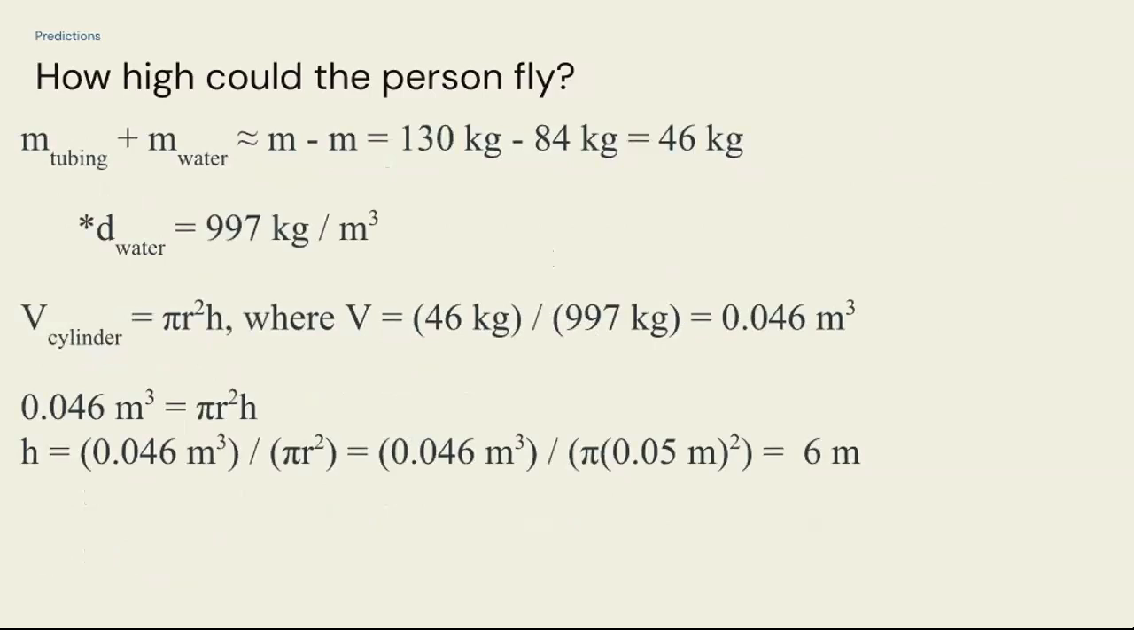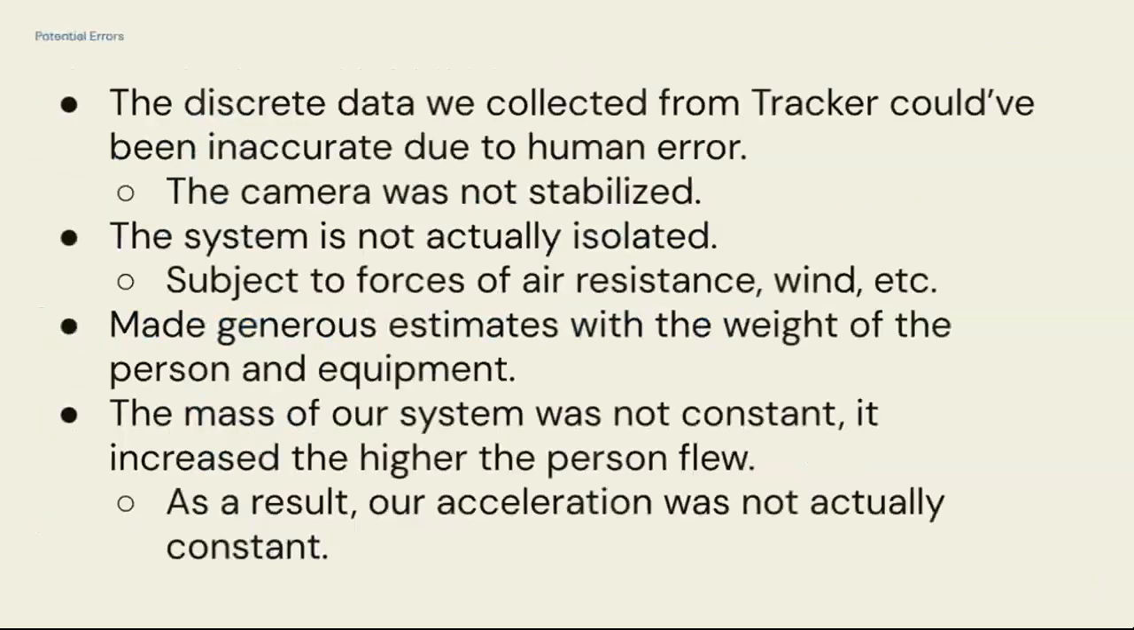Now we will make another very generous assumption to make calculations easier. Let's assume that the tubing has a density equal to that of water. Additionally, let's assume that the diameter of the tubing is up to industry standard of 4 inches, or about 0.1 meters. In other words, we will assume that the tubing has a radius of 0.05 meters. Now, the guy in the video flew to about 10 meters, which is more than our estimate of 6 meters, which obviously means that the assumptions we've made have led to some errors, so let's get to that.